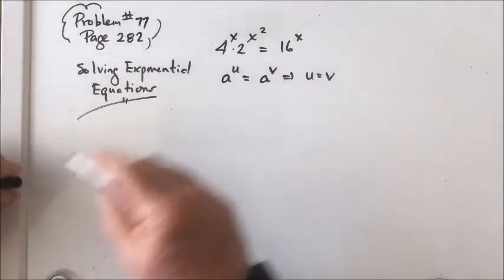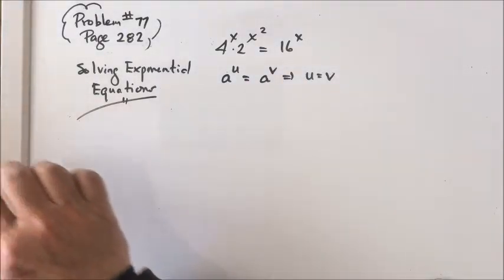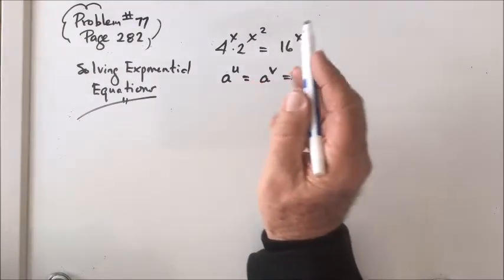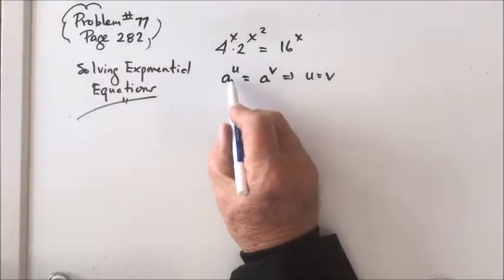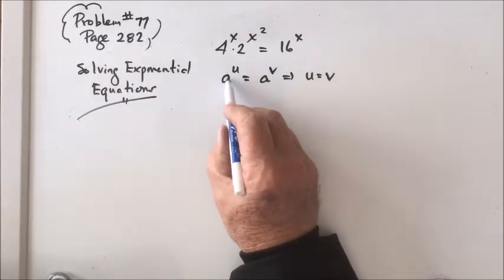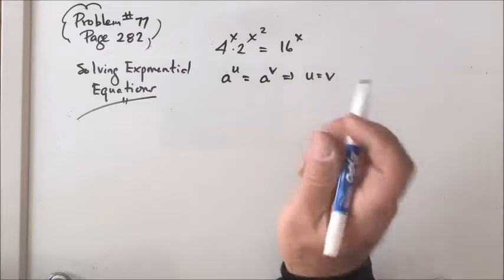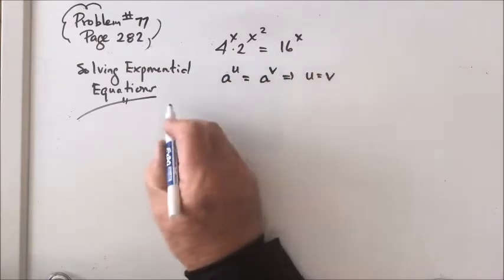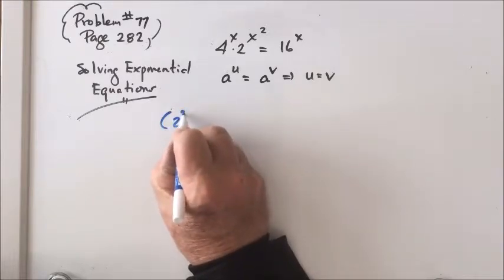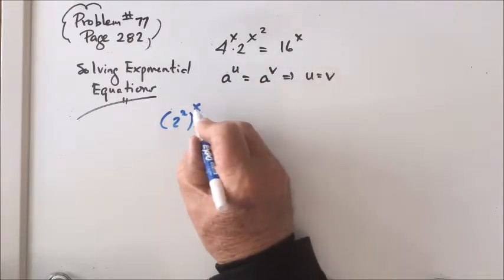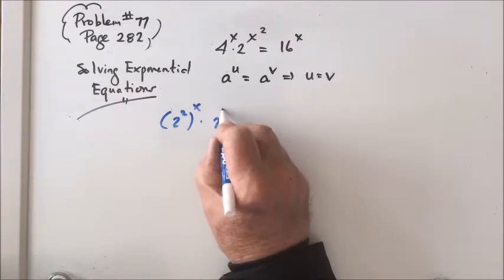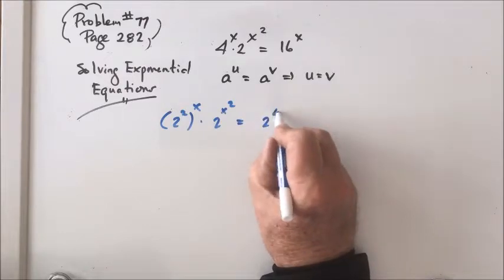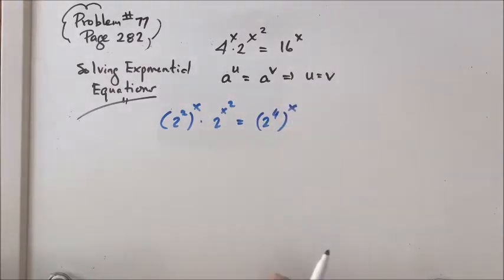So what does that mean? Let's go attack this problem up here. My issue is I've got a lot of different bases. I've got 4s, I've got 2s, I've got 16s. And what I need is one single base equals some other single base, each raised to some exponent. So maybe you can see that each one of these bases is a power of 2. 4, in fact, is 2 squared, then raised to the x. 2 is 2, raised to the x squared, and then 16 is 2 to the 4th raised to the x.